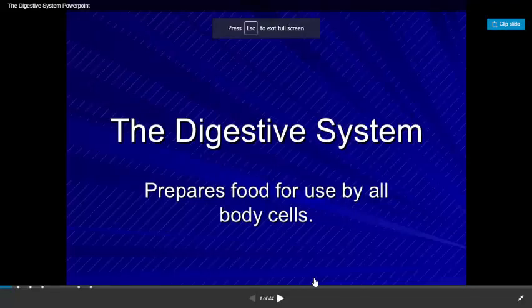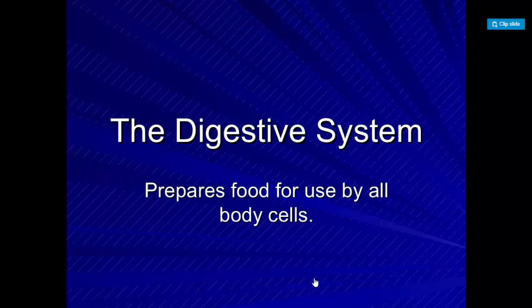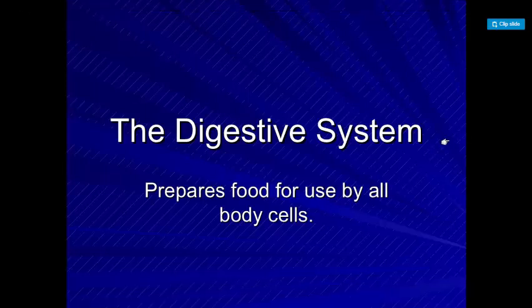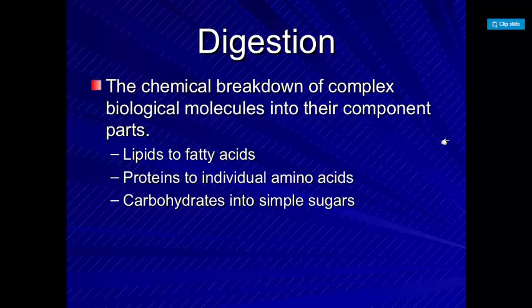The digestive system, grade 9. So, the digestive system is the system that prepares the food to be used by your body cells. This is how your food gets digested. Okay, so why do we need the food to get digested? Because your cells cannot eat what you're eating.